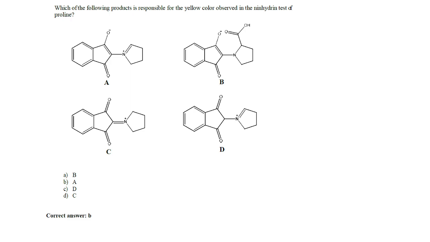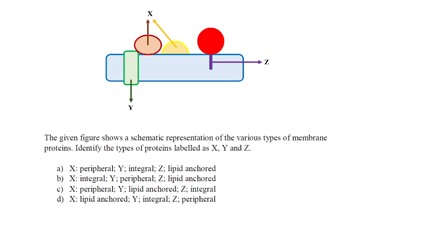Option B is correct. So option B, this combination of this complex, is responsible for the yellow color. Okay, the given figure shows the schematic representation of various types of membrane proteins. Identify the types of protein labeled as X, Y, Z.